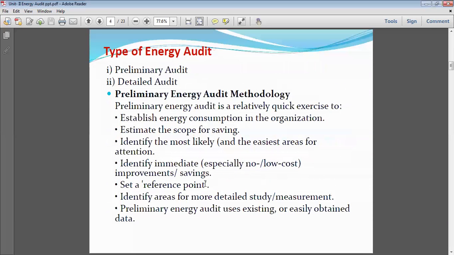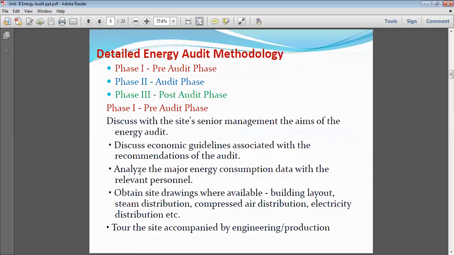So in the types of energy audit, we were discussing the preliminary energy audit. We discussed some of the preliminary energy audit. And the last point which we discussed was the detailed energy audit. In the detailed energy audit, the first phase is the pre-audit phase, the second is the audit phase, and the third is the post-audit phase.